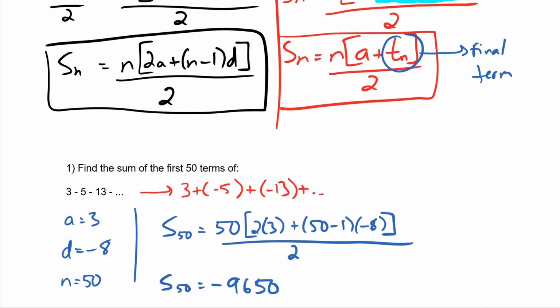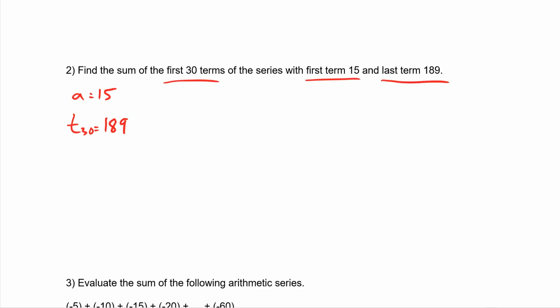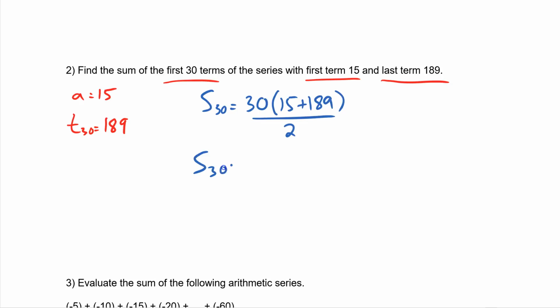All right, so now we can write this out. We can solve that the sum of the first 30 terms is equal to, so we still multiply by n, but then we do a, 15, plus term 30, 189, divide by 2, and this will give us 3,060. All right, so there's a situation where the second equation would come in handy.